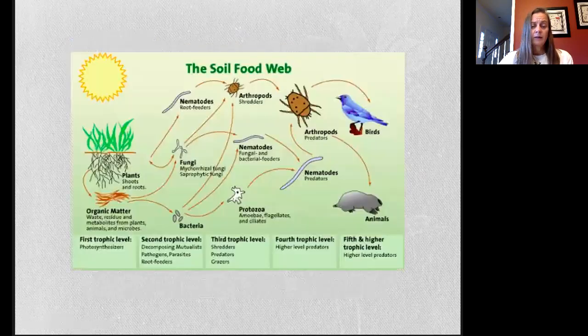Okay, and you now have access to the soil food web, so you guys can create a food web for soil. Soil actually has lots of different levels of the food web, even going to the fifth trophic level and higher, because we are starting out at such a small level.